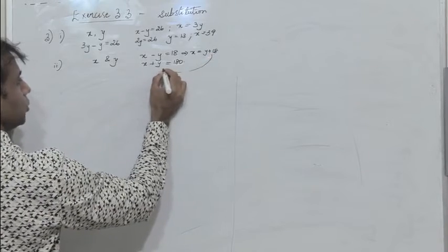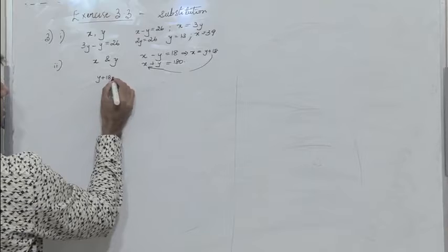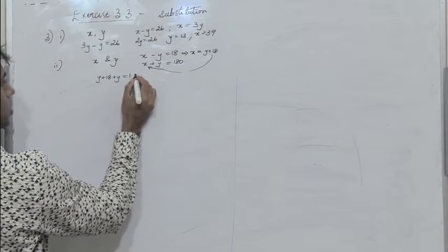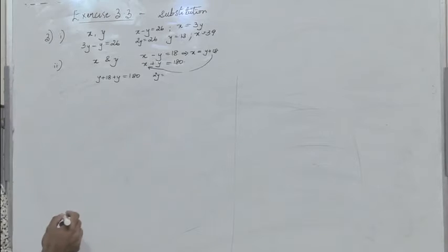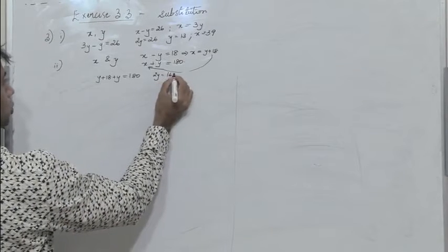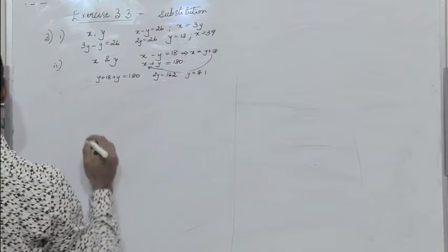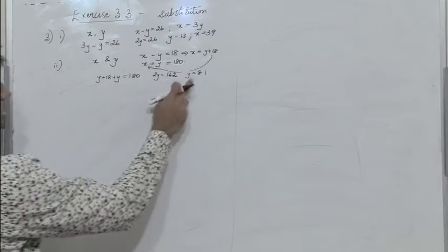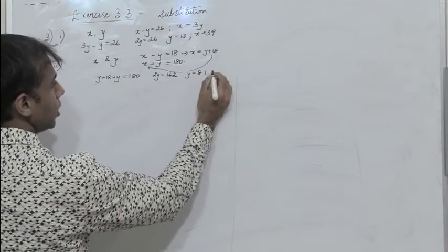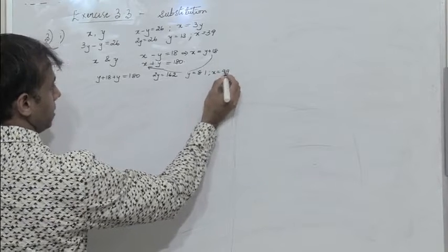So let me substitute for x here. So I have y plus 18 plus y equals 180, or 2y equals 180 minus 18, which is 162. So y equals 81. So if y is 81, what is x? X is 81 plus 18. So 81 plus 18 would be 99.